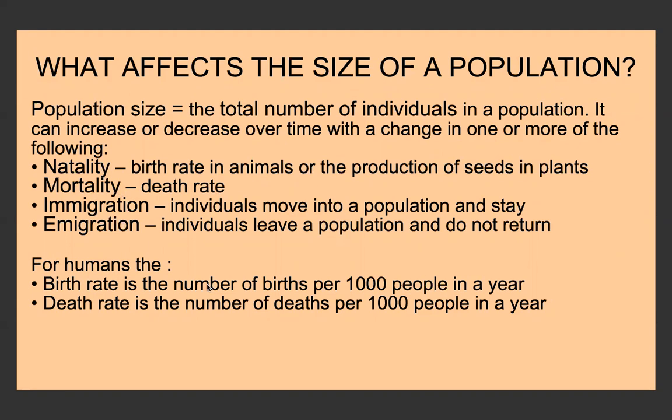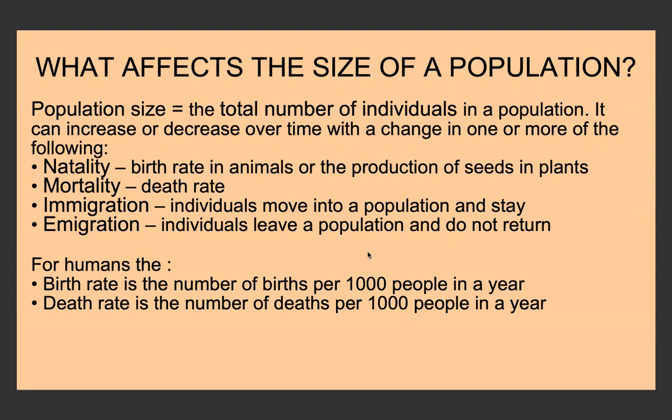For humans, when we talk about the birth rate, we talk about it as the number of births per 1,000 people in a year. For death rate, it's the number of deaths per 1,000 people in a year. So if the death rate was 3, that would mean that on average, 3 people out of every 1,000 people would die per year. Obviously, a lower death rate means a healthier, safer, etc.